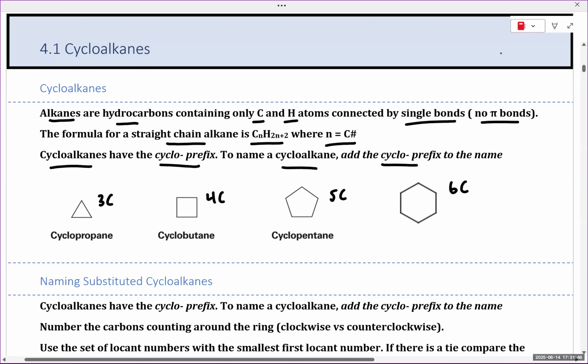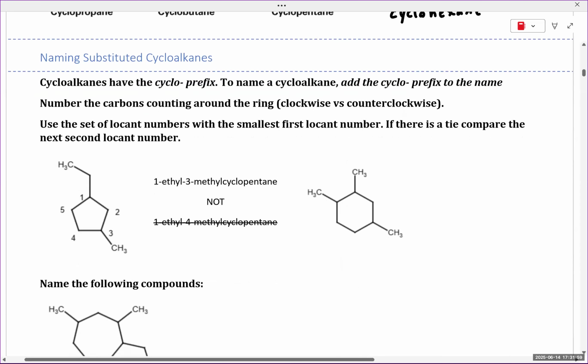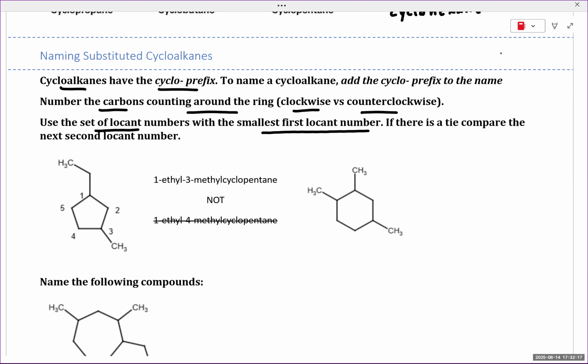How would we name a 6-carbon ring? In this case, we'd add the cyclo prefix. This would be cyclo, 6 carbons is hexane. In terms of naming substituted cycloalkanes, when you're numbering cycloalkanes, you number the carbons counting around the ring either clockwise or counterclockwise. You're going to use the set of locant numbers with the smallest first locant number, and if there's a tie, you'll compare the next or the second locant number.